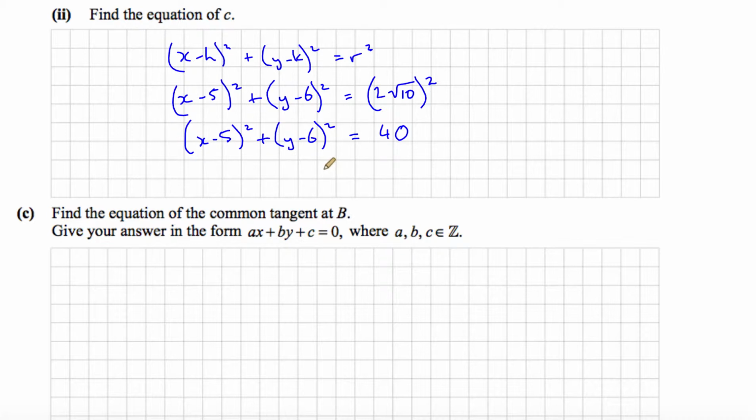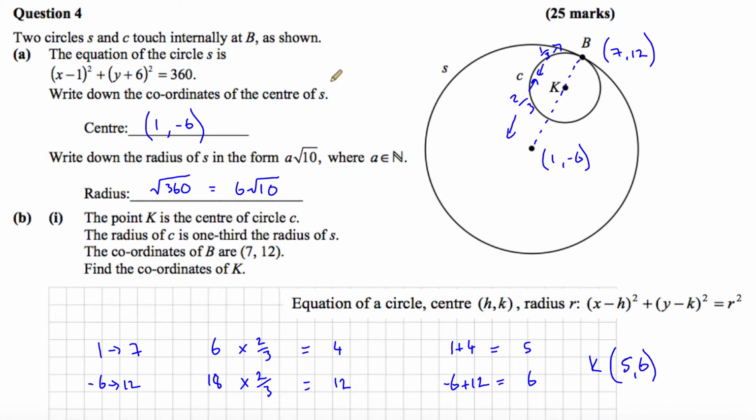And finally, part C says find the equation of the common tangent at B. Give your answer in the form ax plus by plus c equals 0, where a, b, and c are integers. Okay, so the common tangent at B, we just go back here.